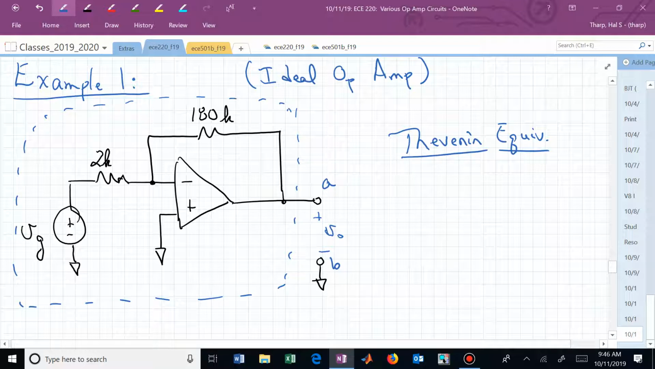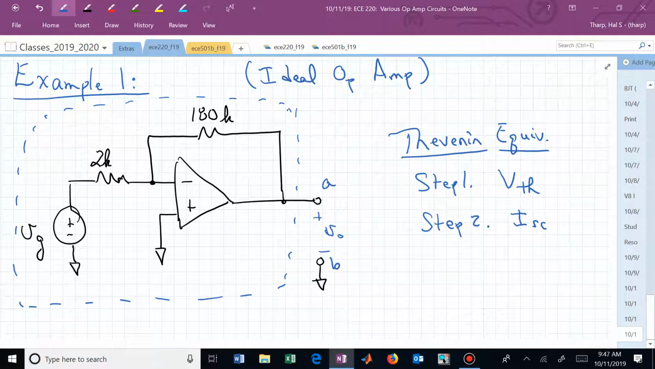And we had a couple of methods for doing this. Let's just go the direct route. I think that we called that method 1. So here was step 1. This is a review for next week's exam. This we found V Thevenin. Then we interconnected the circuit a little differently, and in step 2 we find I short circuit. But V Thevenin is just going to be the output voltage with nothing connected to the output.